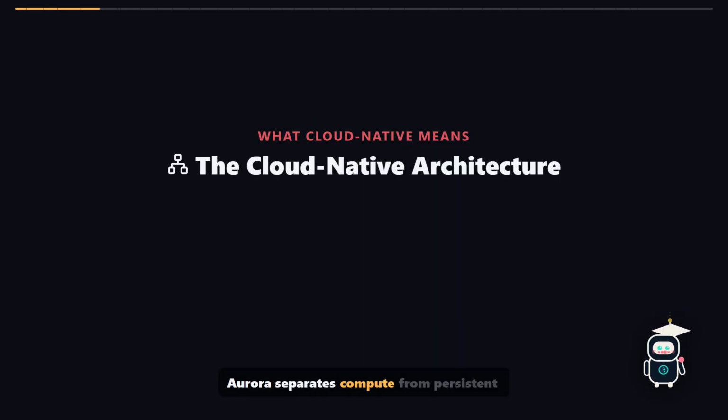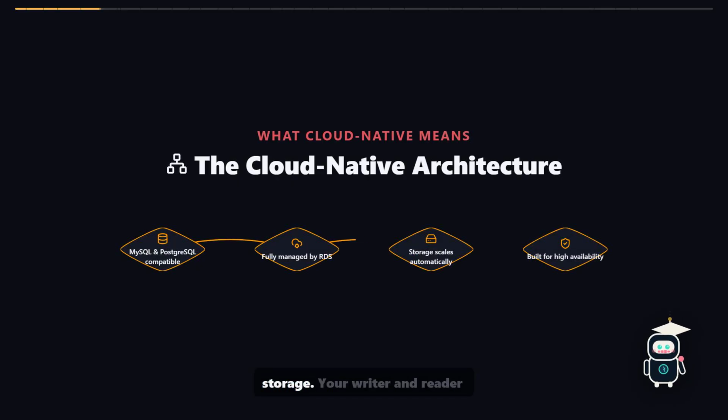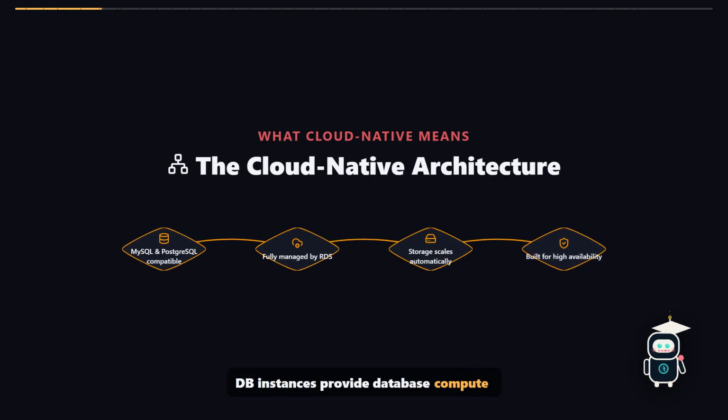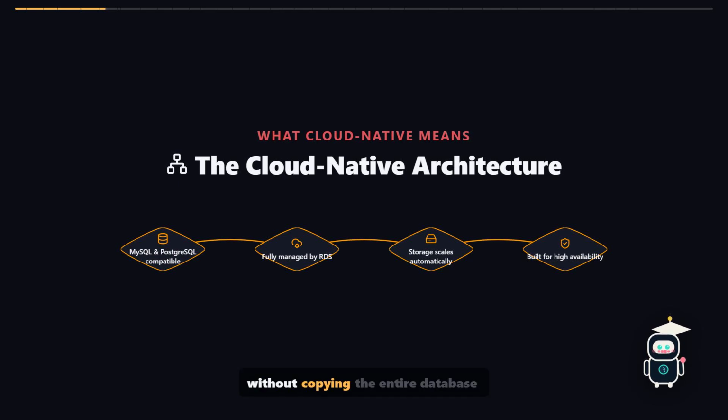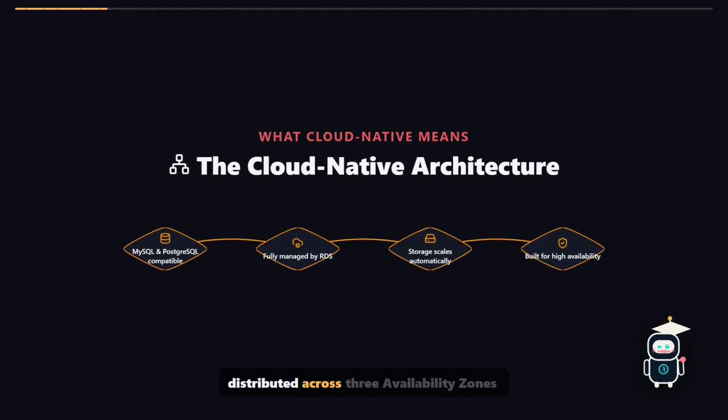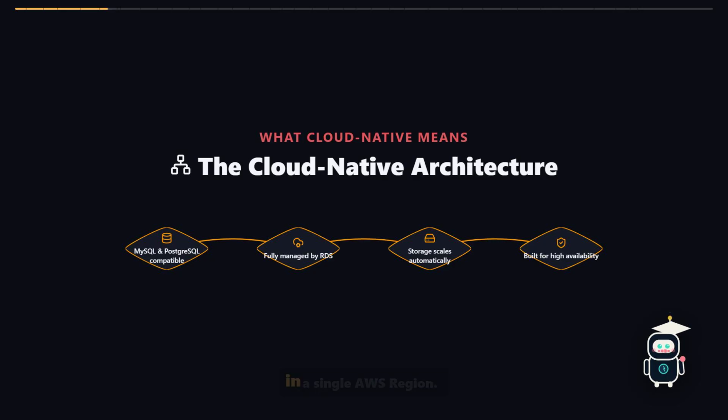Aurora separates compute from persistent storage. Your writer and reader DB instances provide database compute and memory. They connect to a shared Aurora cluster volume that stores the durable data. That shared storage design means Aurora can add reader instances without copying the entire database to a new storage system first. The cluster volume is distributed across 3 availability zones in a single AWS region.